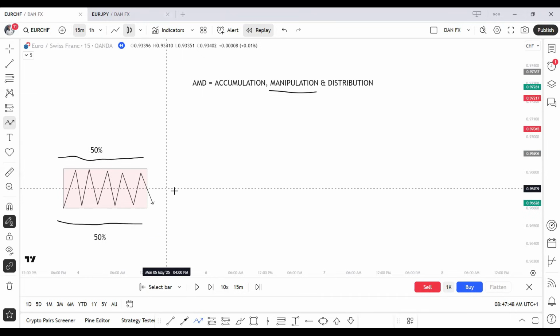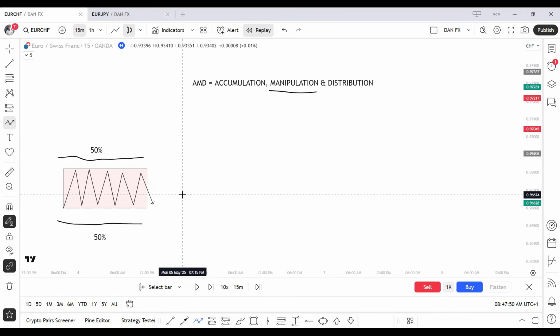In order for market makers to buy, they have to make you sell. And in order for market makers to sell, they have to make you buy, because basically what is happening here in the market is they are buying from you. So you sell, they buy from you, right?